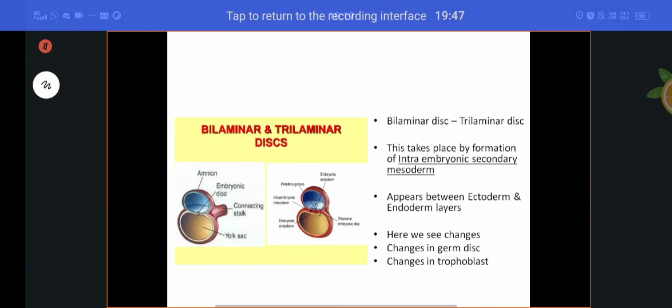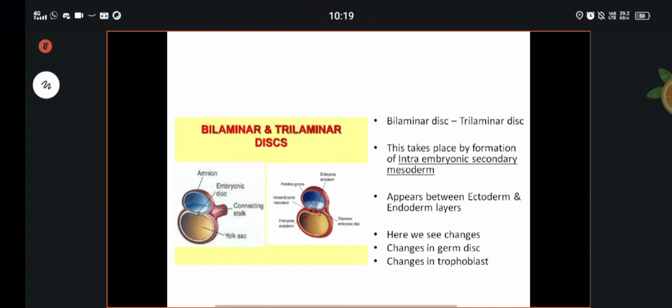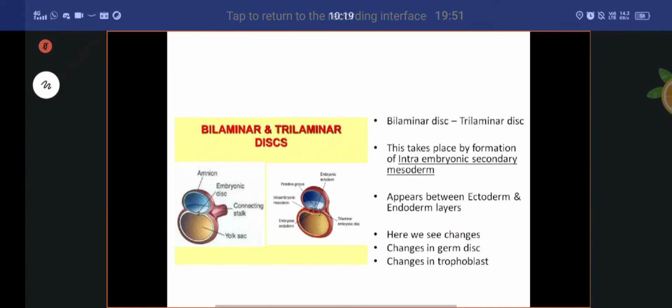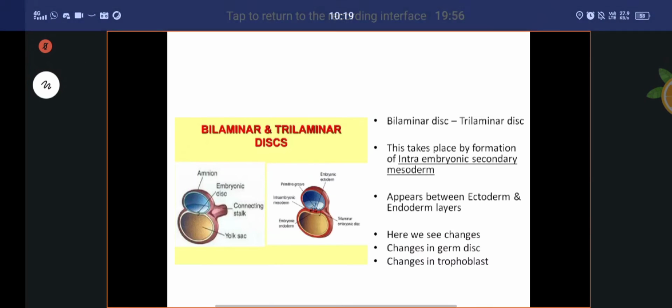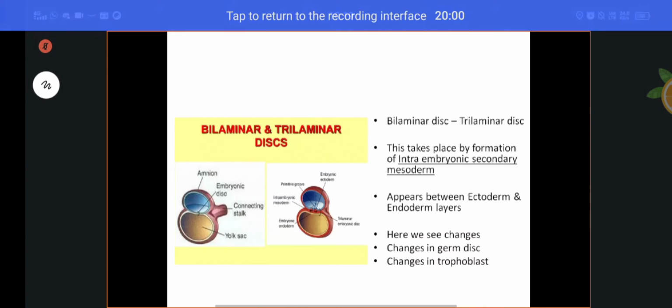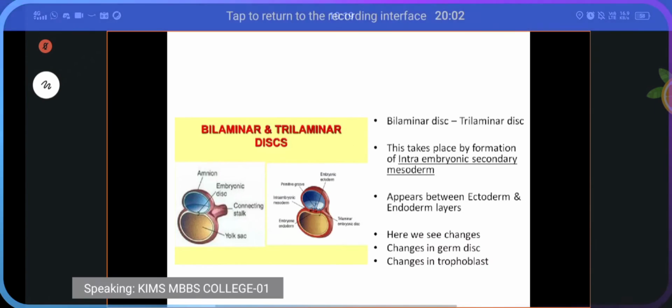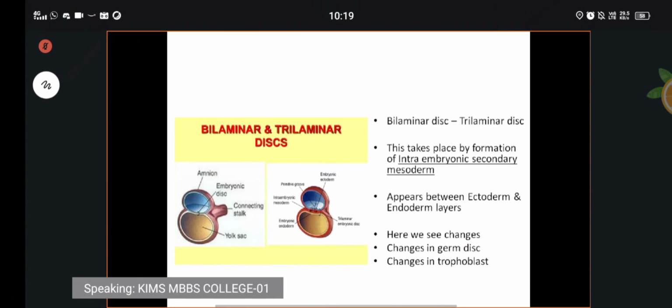Now, coming to the 3rd week of development. In the 3rd week, an extra germ layer appears. That is the mesoderm. Until now, in the 2nd week, we have seen ectoderm and endoderm development.